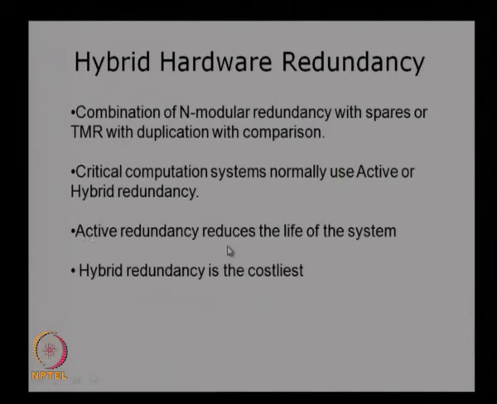Active redundancy reduces the life of the system. Basically, when you go for active redundancy, especially hot standby, it reduces the life of the system because it is always in an active mode. And hybrid redundancy is the costliest one to implement, because you need to have the passive as well as the active redundancy, and therefore it is the costliest to implement practically.